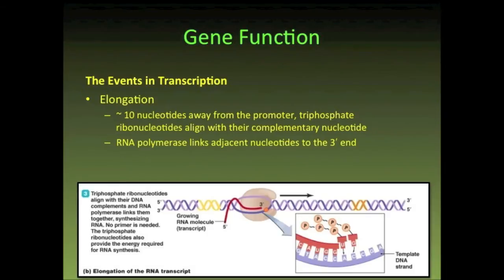RNA polymerase does not require a primer to begin the synthesis of the RNA transcript. As RNA polymerase moves along the DNA template, it matches the incoming ribonucleotides to the template according to complementary base pairing, but instead of using thymine, it incorporates uracil. The RNA polymerase links the adjacent RNA nucleotides together by joining the phosphate of the incoming nucleotide to the 3' hydroxyl group of the nucleotide in the growing transcript.